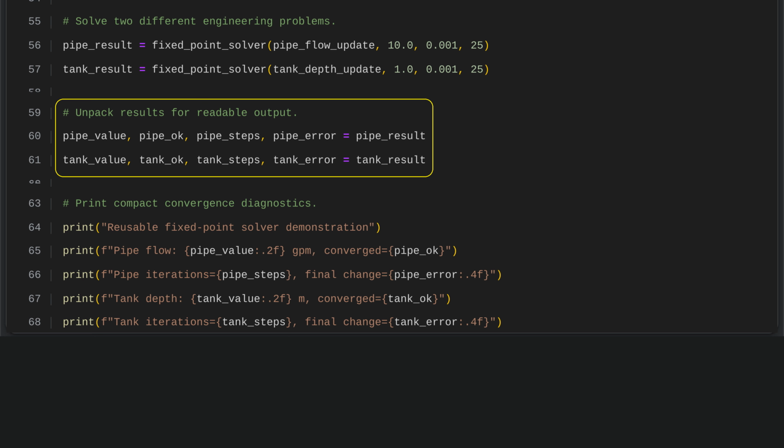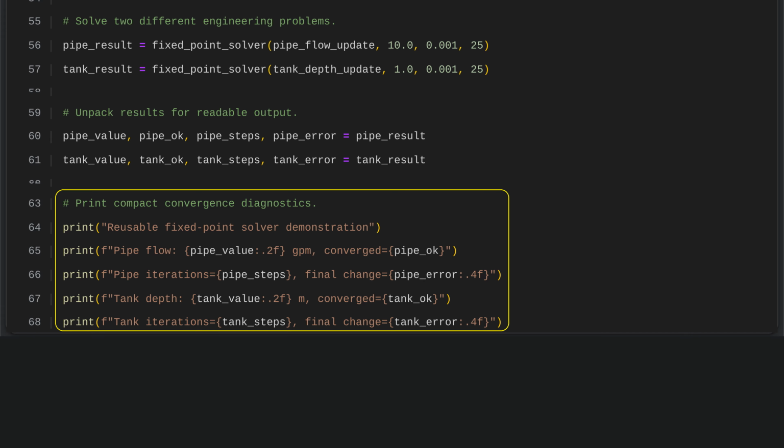The solver results are unpacked for both the pipe flow and tank depth problems. For each case, the code extracts the final value, whether the method converged, how many iterations it used, and the final error. This makes the outputs easier to read and use later in the program. The output summarizes a reusable fixed-point solver applied to two engineering problems, pipe flow and tank depth. For each case, it reports the computed result, whether the solver converged, the number of iterations, and the final change in the estimate. This gives a concise view of both the solution values and the solver's performance.